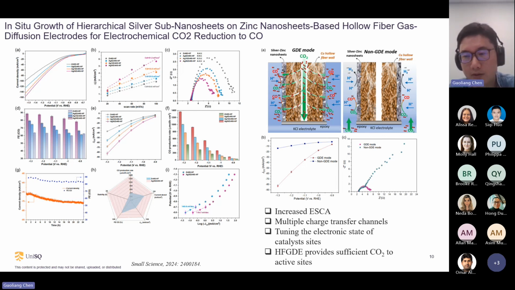Here, in the right picture, I show you the GDE mode and non-GDE mode. The GDE mode is where we seal the inner part of the hollow fiber and let the gas penetrate through the hollow fiber. In the non-GDE mode, we also seal the hollow fiber, but we directly put the gas into the electrolyte. So it's a huge difference here. We found the current density in GDE mode is 5 times higher than in the non-GDE mode. Also, the charge resistance in GDE mode is highly reduced. We can see this hollow fiber configuration is excellent for providing CO2 to the active sites and accelerating the reaction.